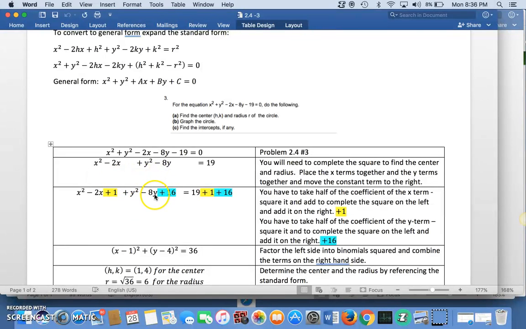Completing the square for the y group, half of this 8 is 4. 4 squared is 16. I add the 16 to make this a perfect square. I have to also add it on the right to keep the equation in balance. Since we were making this into a perfect square, that means it should be some binomial squared. The square root of the first term, the square root of the last term in that group, middle sign quantity squared. Check it by multiplying them together and doubling it.